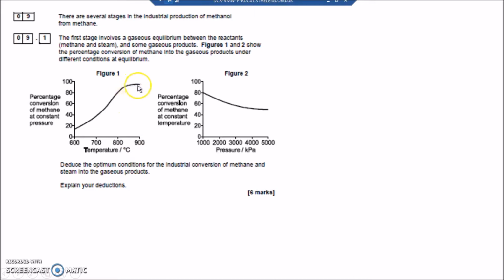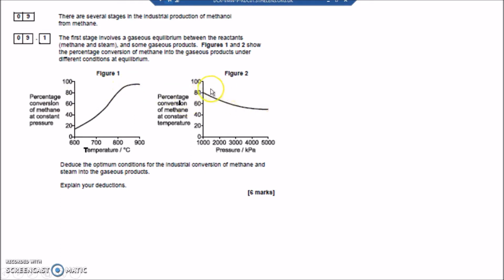So between 850 degrees C and about 900 degrees C, there doesn't seem to be so much more percentage conversion of the methane into methanol. And here, as the pressure decreases, then less and less methane is converted into methanol. So to deduce the optimum conditions, what I would suggest is you use a higher temperature, because as you increase the temperature, the percentage conversion of methane into methanol, methanol is what you're trying to make, increases. However, I wouldn't go above about 850 degrees C, because beyond that point you're not getting much more of an increase in percentage conversion. So around about 850 degrees C.